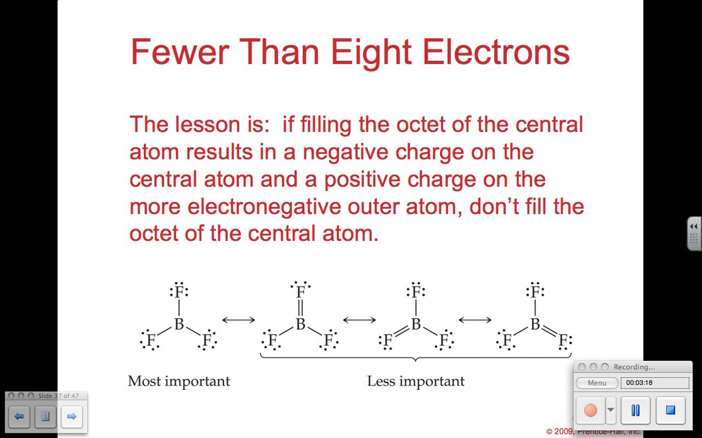So if filling the octet of the central atom results in a negative charge on the central atom and a positive charge on the more electronegative outer atom, then we don't fill the octet. It's less stable that way versus having a central atom that has fewer electrons around it.